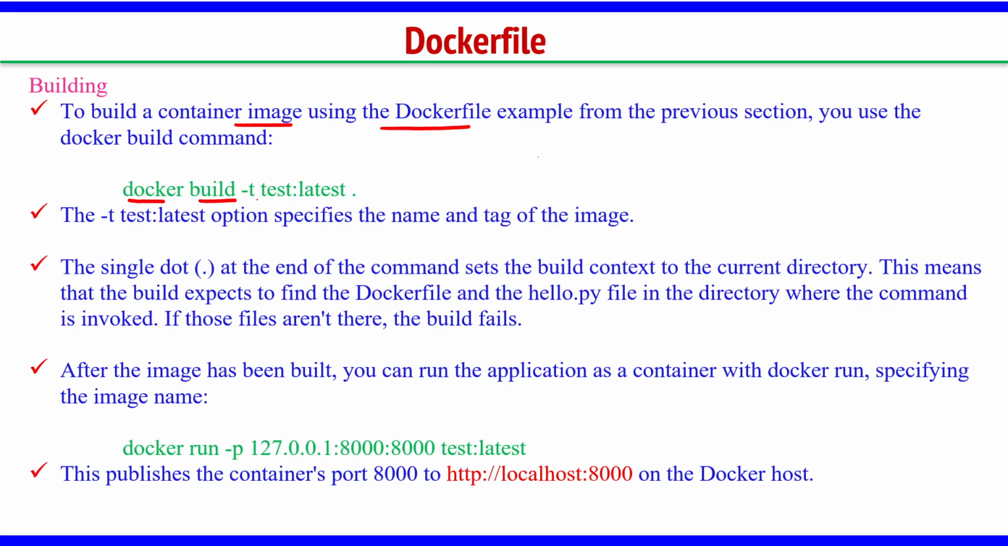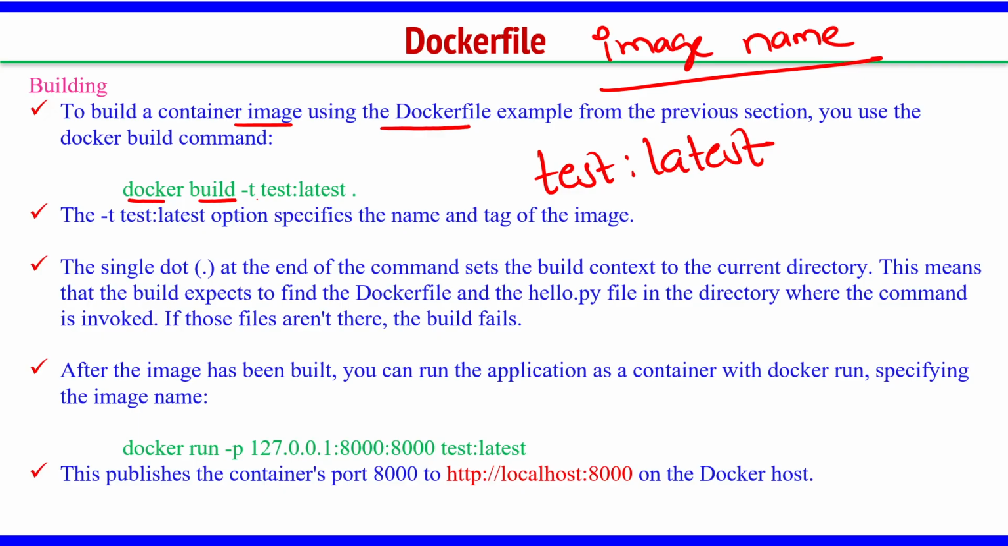Okay, so what is this? test:latest. Okay, this is the name and tag. This we have to understand. This is a very important thing in image names, right? Every image will have some name, right? So this test is the name of the image, and latest is the version of that.